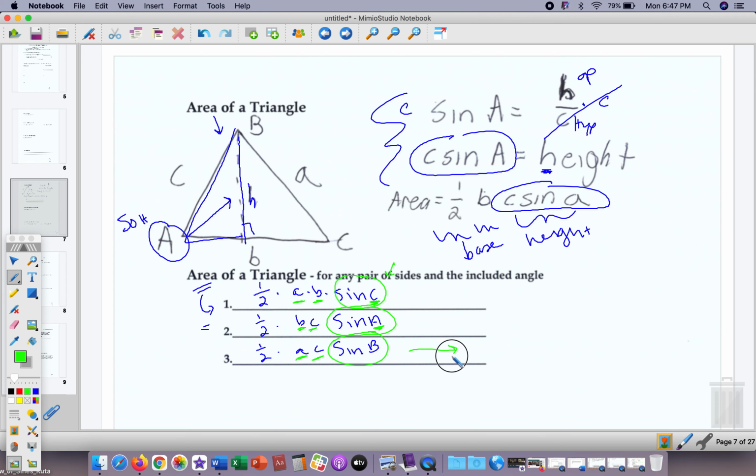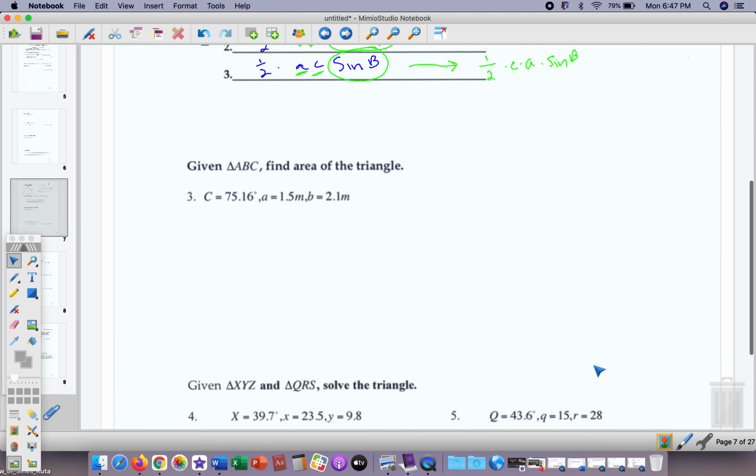Now, for all of these, it doesn't matter if you write it as, for example, 1/2 C A sine B, right? This is a product, so that's all good. But notice for each of these 3, you only see one letter, so to speak, A, B, and C, one of each, A, B, and C for all 3. Let's go down and try one of these.